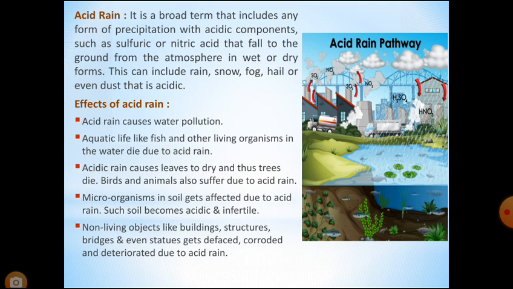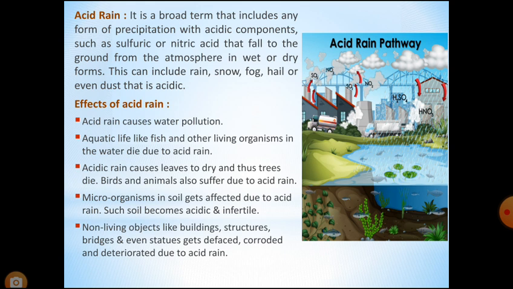Now we'll see what is acid rain. It is a broad term that includes any form of precipitation with acidic components such as sulfuric or nitric acid that fall to the ground from the atmosphere in wet or dry forms. This can include rain, snow, fog, hail, or even dust that is acidic. So children, you can see acid rain is very harmful to living organisms as well as non-living objects. Here various gases from polluted air get mixed in water vapor.